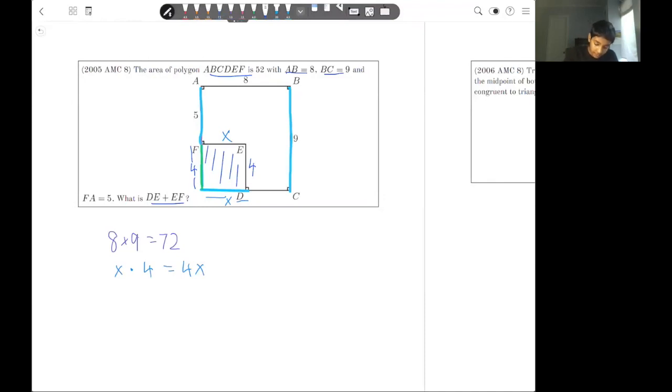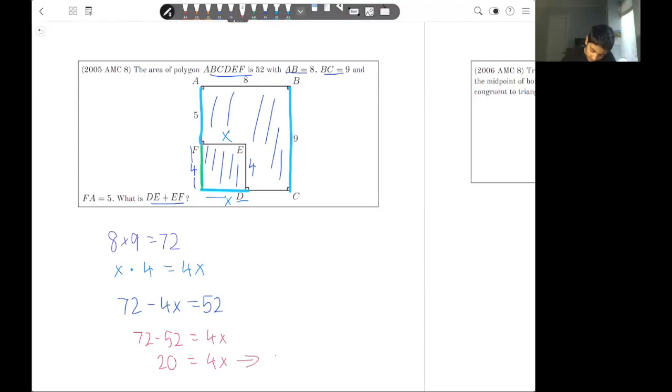The area of the big thing is 72. We have that 72 minus 4x is 52, because we're given that the area of this part is 52. So the area of the big thing minus the area of the part that we remove is just going to be 52. And now we just solve this. We do 72 minus 52 is 4x, or 20 is 4x, which means that x is 20 divided by 4, or 5. So x is 5.